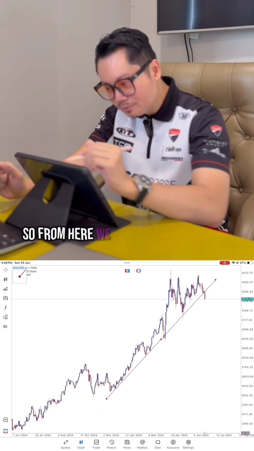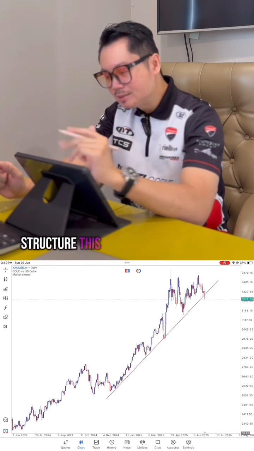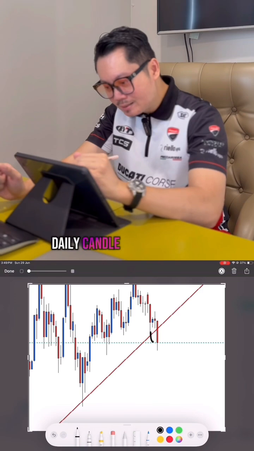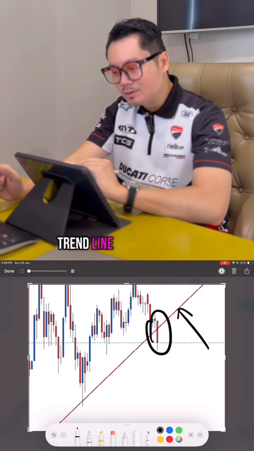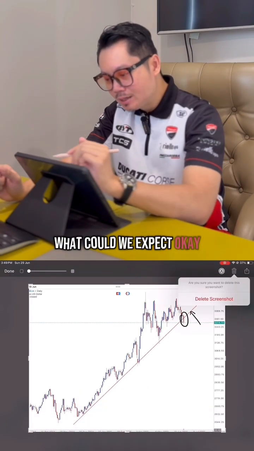From here, we can see that gold has broken from this structure, this trend line here. This daily candle actually broke from this trend line over here. Once it breaks from the trend line, what could we expect?